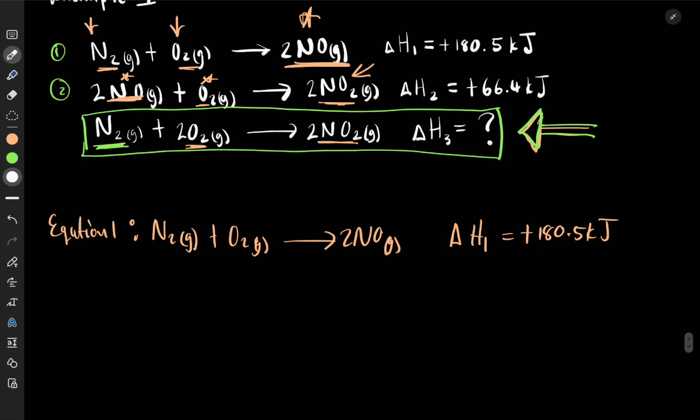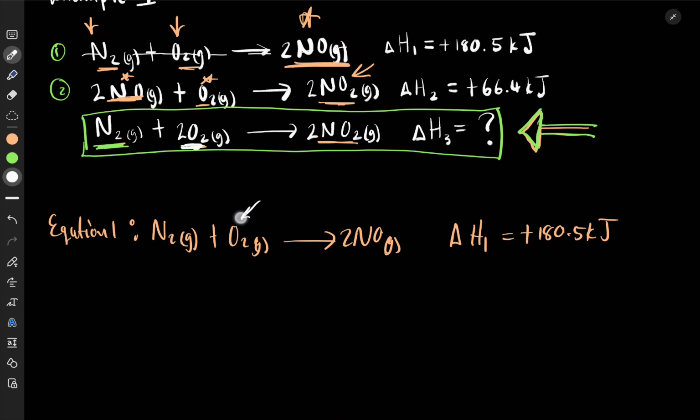Now let's look for the second one. What do I have? 2O2, right? So I have O2. Do I have O2 in the other ones? I've already taken number 1, so I'm looking at number 2. Do I have O2? Yes. So I go and check in 1. Did I have O2? Yes, I had it.